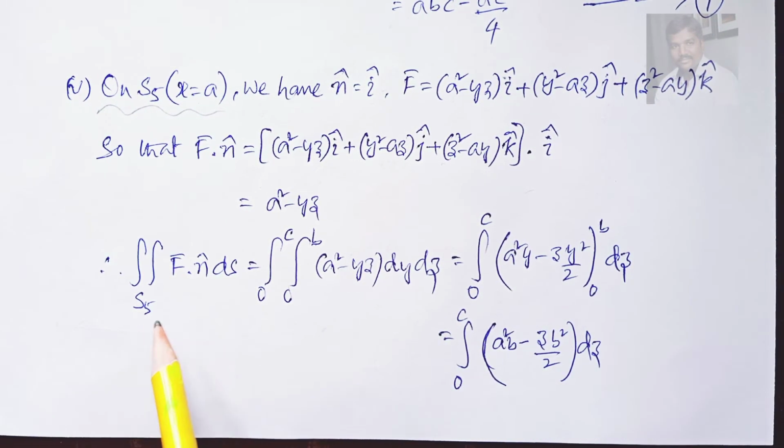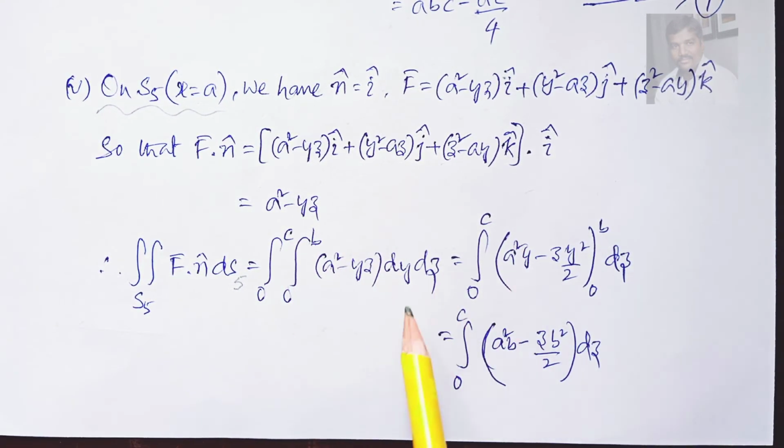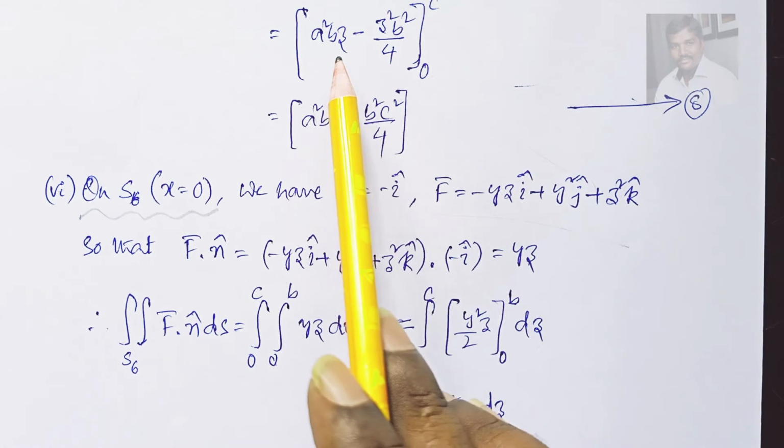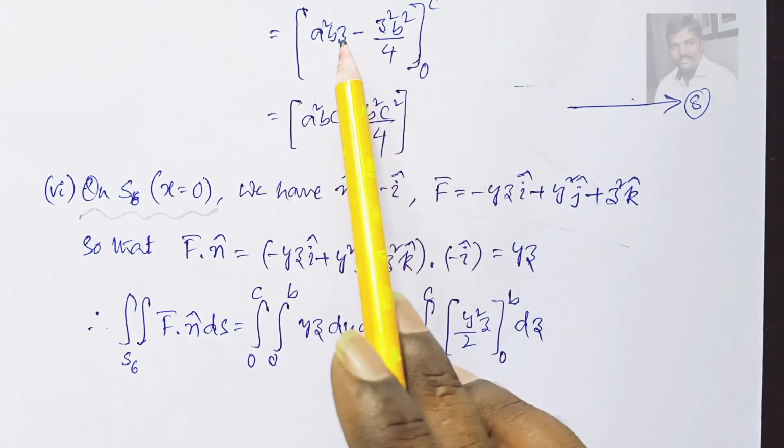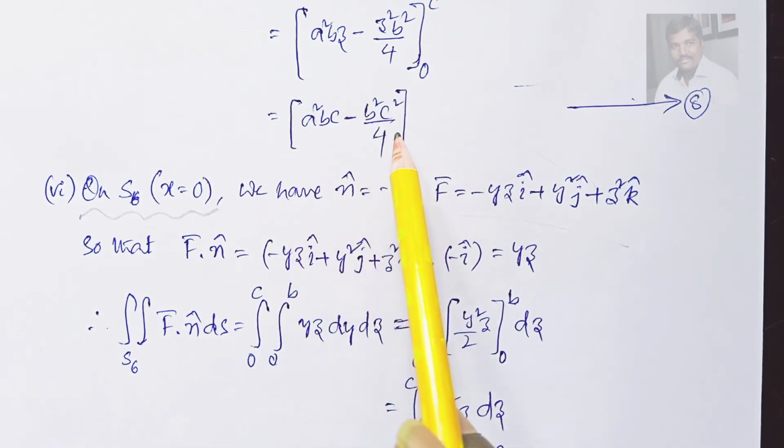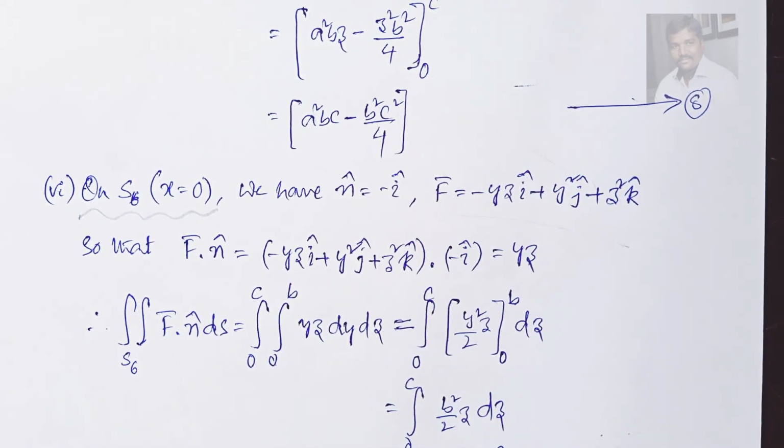Therefore, the double integral over S5 of F bar dot n cap dS5 is equal to, here, dy dz. So take the y and z limits. These are the y limits, these are the z limits. First I did the integration with respect to y. So a square y minus zy square by 2 from 0 to b. So a square b minus zb square by 2 dz. Next I did the integration with respect to z, a square bz minus z square b square by 4 from 0 to c. Taking c in place of z, a square bc minus b square c square by 4. That is equation number 8.